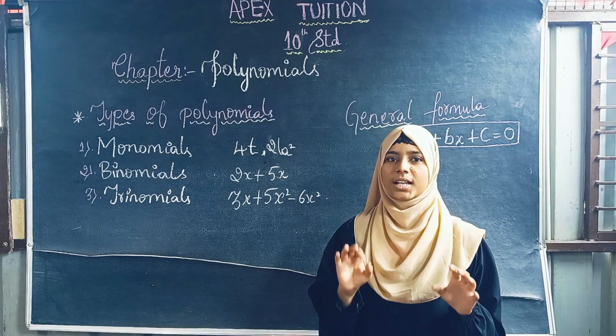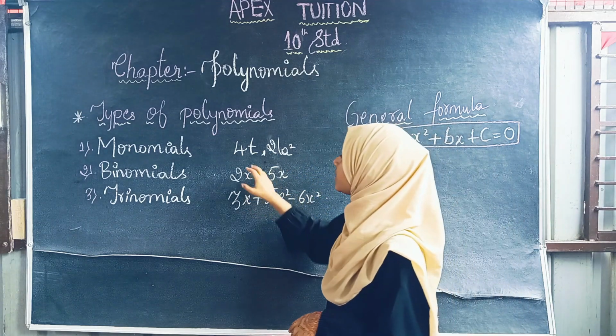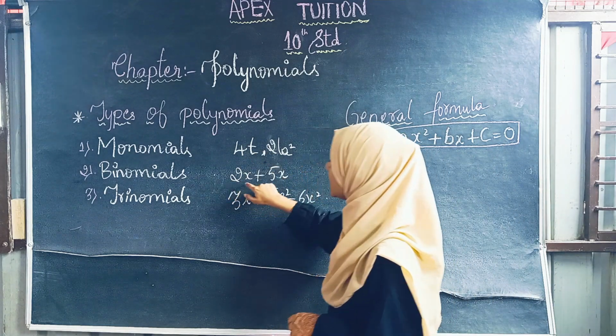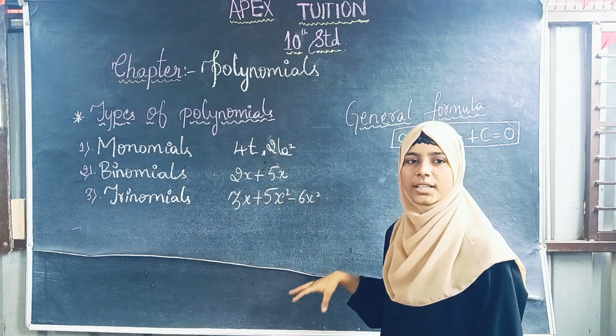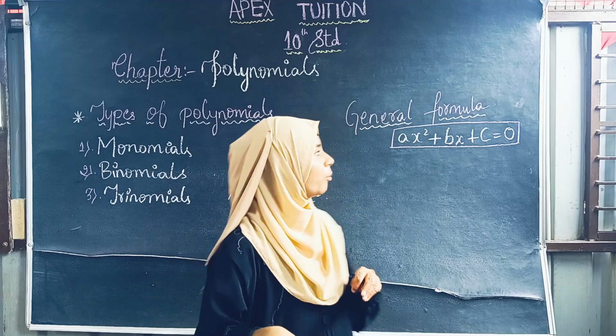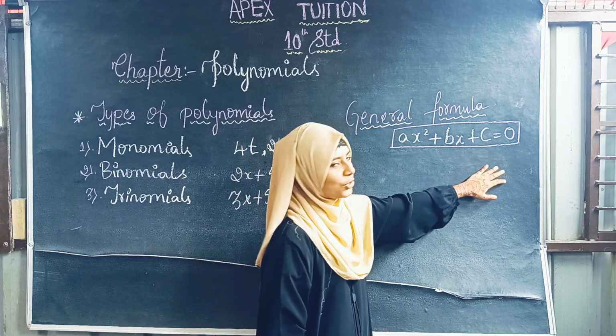In polynomials there are three types: monomials, binomials and trinomials. In monomials there is only one compound. In binomials there are two compounds, and in trinomials there are three compounds. And in this lesson we are going to learn about the general formula. The general formula is ax square plus bx plus c is equal to 0.